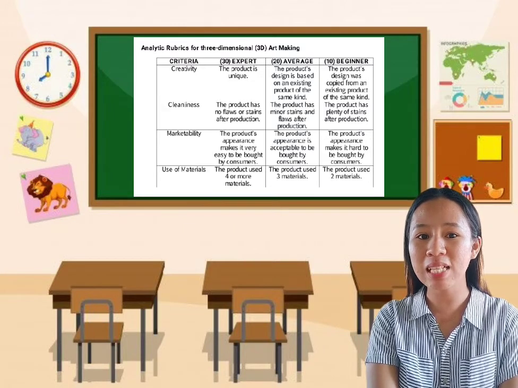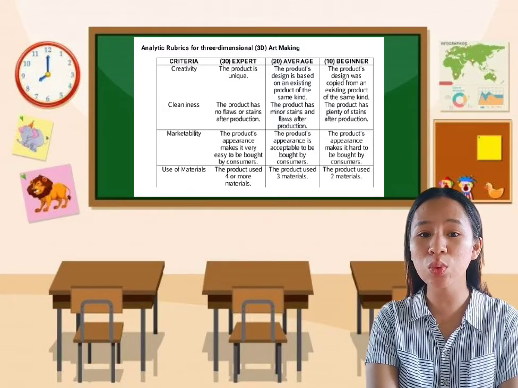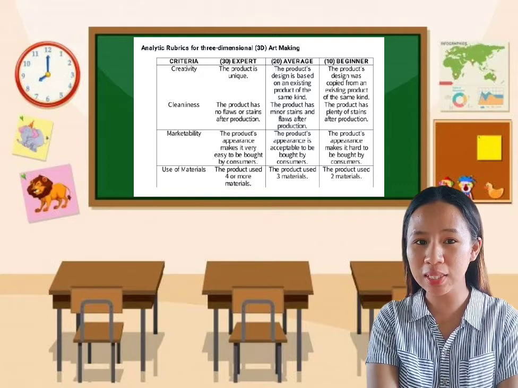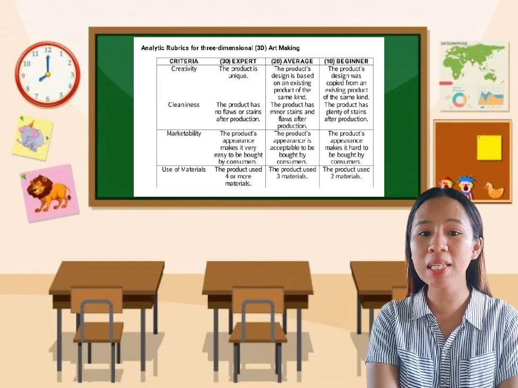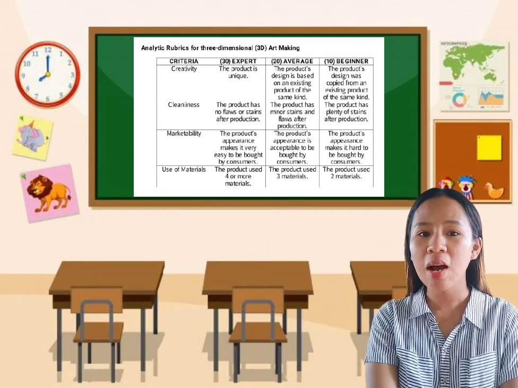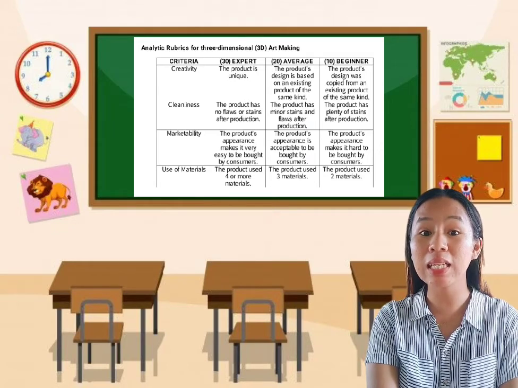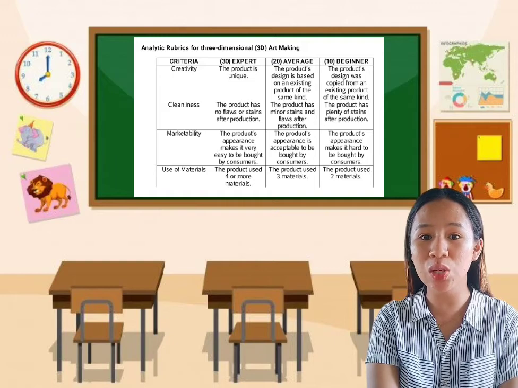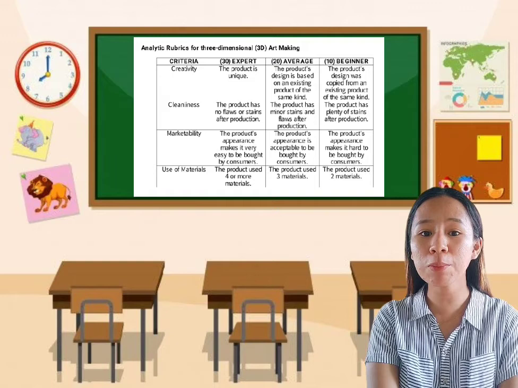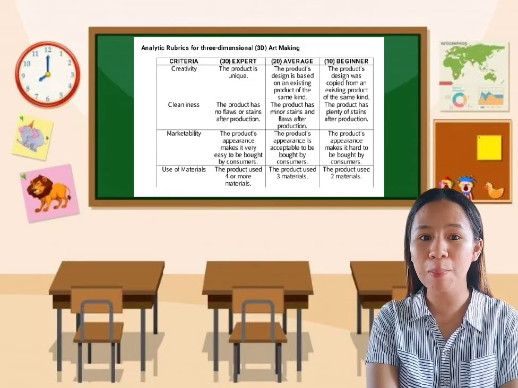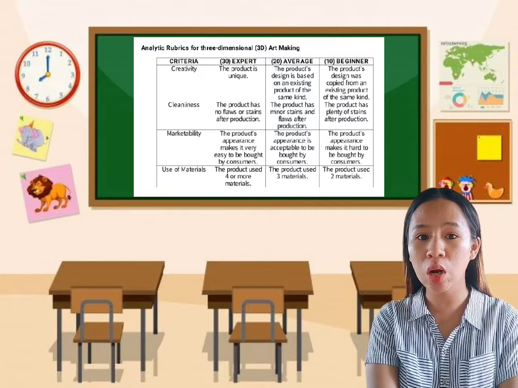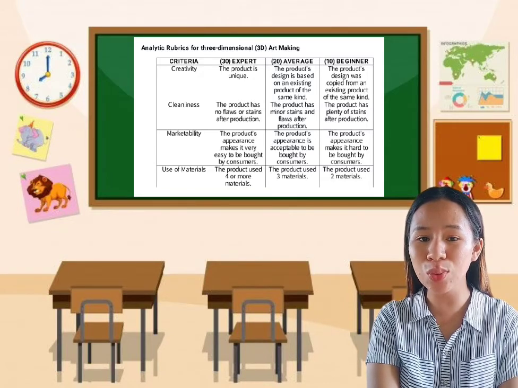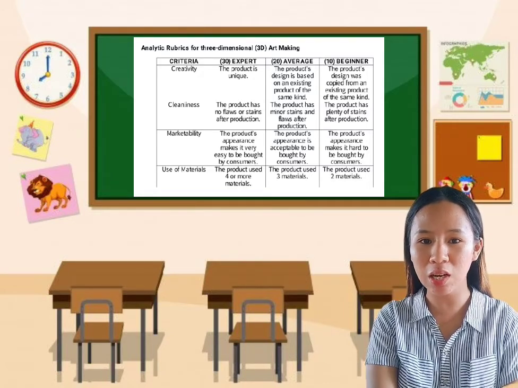On the performance level of expert, it has the total score of 30 points. Average has a total of 20 points, while beginner has 10 points. Under the expert level, it includes that the product is unique. The product has no flaws or stains after production. The product's appearance makes it very easy to be bought by consumers, and the product used 4 or more materials.